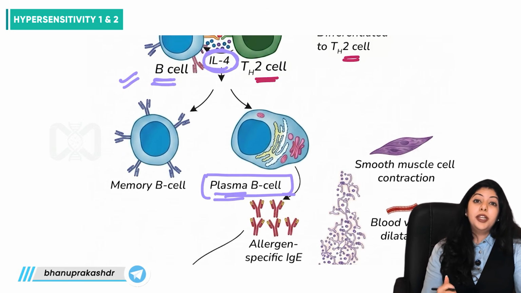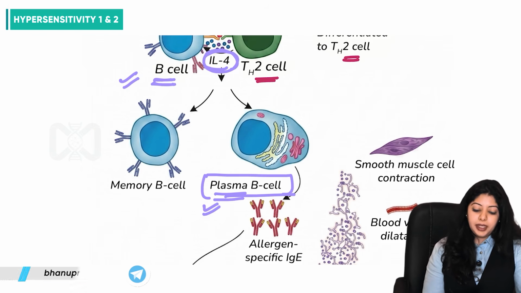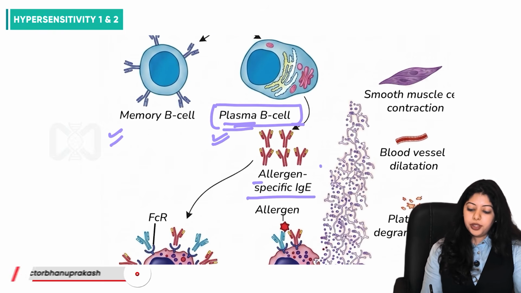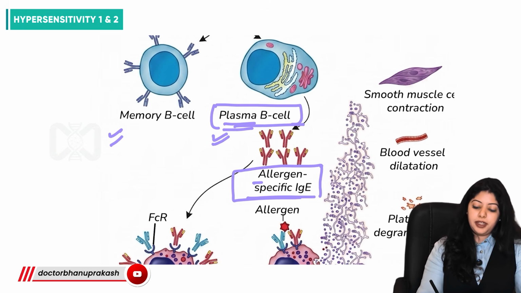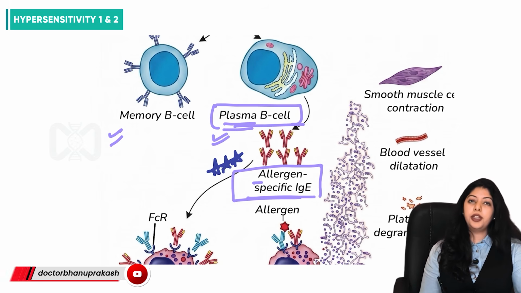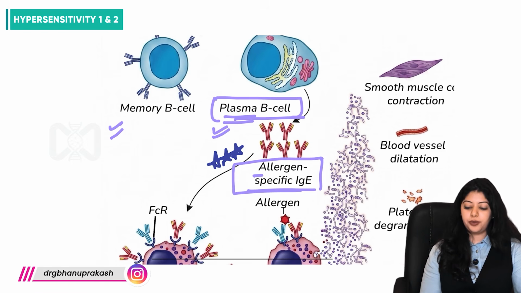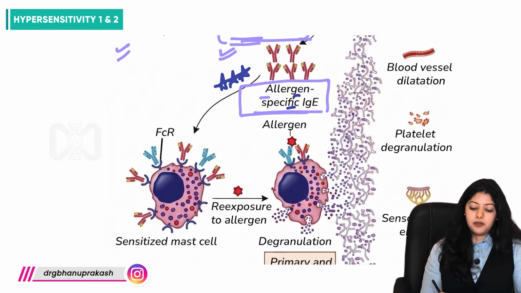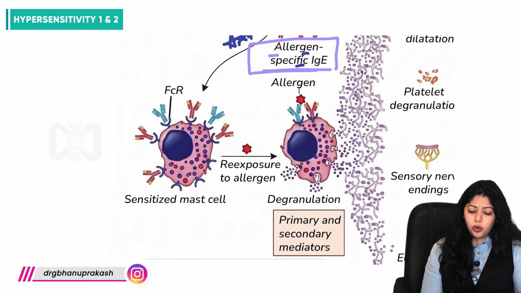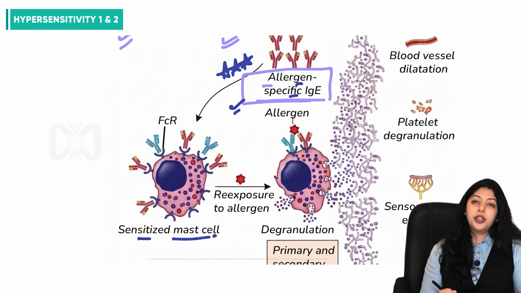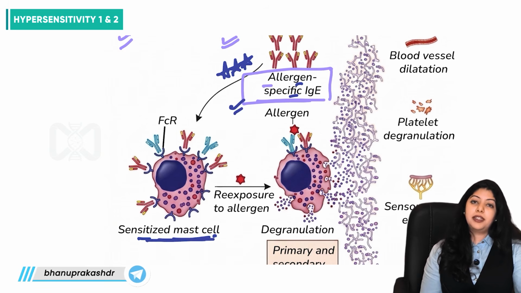So they will be stimulated to produce plasma B cells and memory B cells. Now these plasma B cells are going to produce allergen-specific antibodies, IgE immunoglobulins. This is a very, very important point: the immunoglobulin E produced by the plasma B cells is going to be specific to the allergen. Now these allergen-specific antibodies will go and coat the mast cells, right? These antibodies are going to coat these mast cells, right?